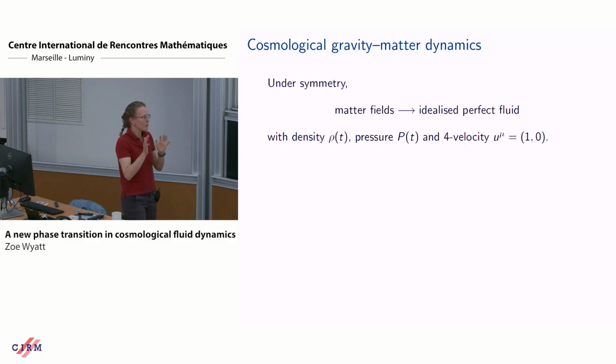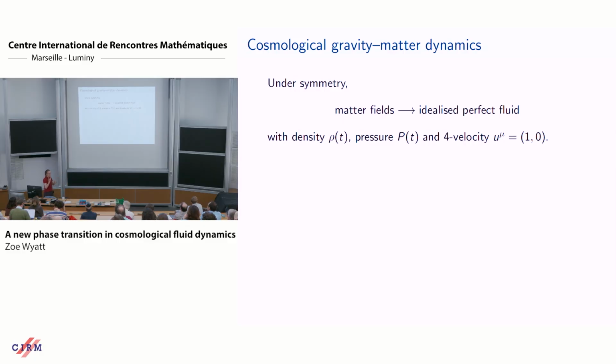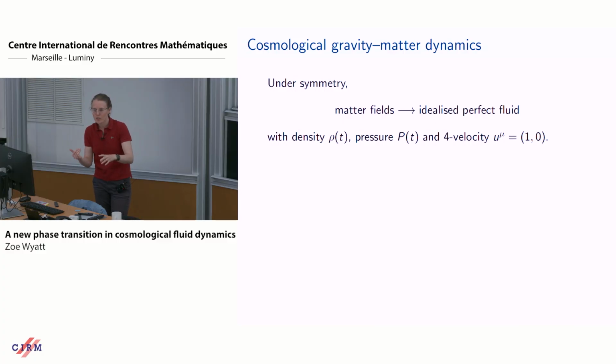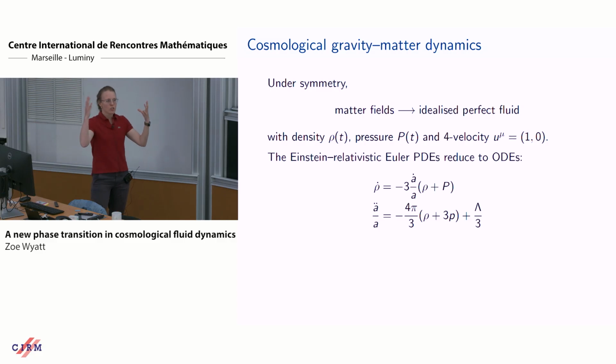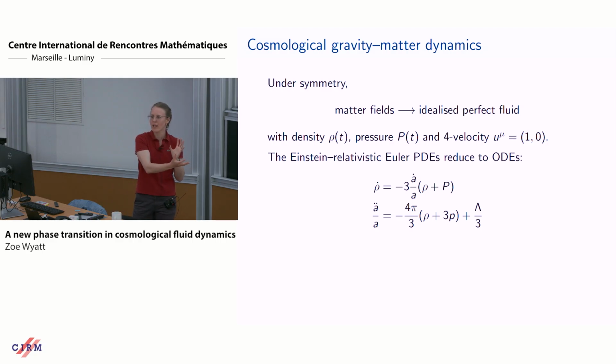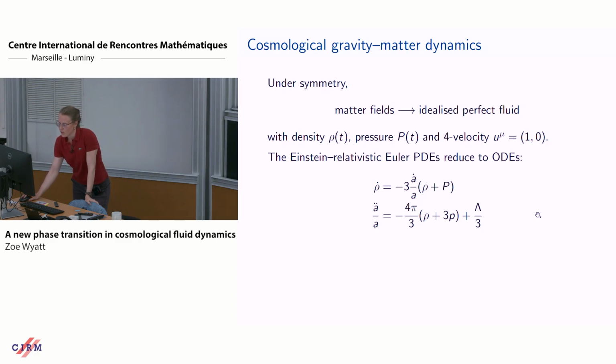We'll see the equations again later on, but for all intents and purposes, this is what we call an idealized perfect fluid. It's relativistic because I'm working in the context of general relativity, but it does generalize non-relativistic fluid dynamics, compressible Euler. Because we have so much symmetry in this setting, the full system of PDEs would be the Einstein relativistic Euler PDEs. But because we're now in isotropy and homogeneity, we just get ODEs, and these ODEs are the following ones here.